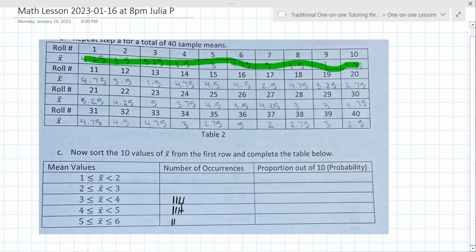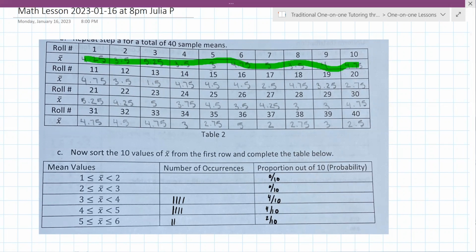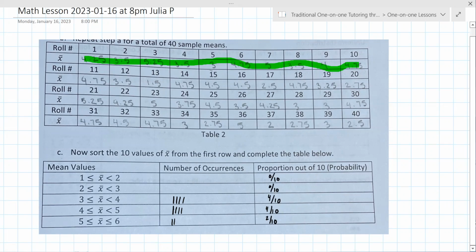There's 10 lines there. So this is 4 out of 10, 4 out of 10, 2 out of 10. And then the others are 0 out of 10. Okay. Is that clear for what it's asking for? Yes. Literally just counting. Okay, so let's do the same thing for D.